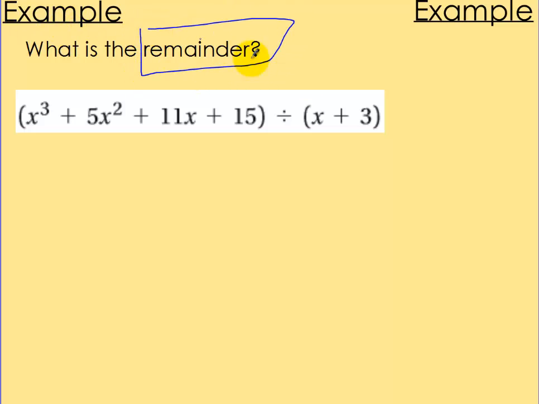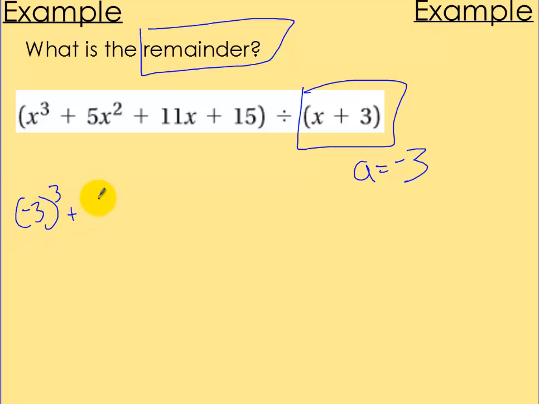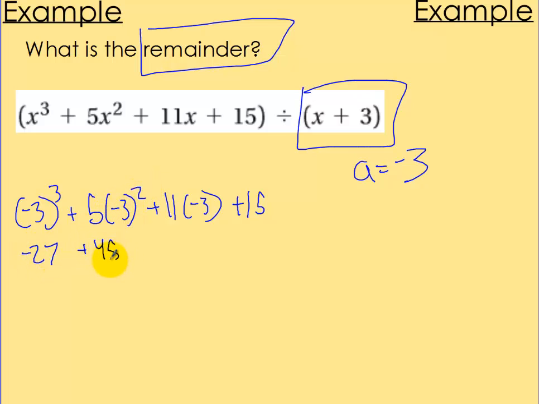Okay, it's only asking what's the remainder, so we can use the remainder theorem. Since you're dividing by x plus 3, your a is going to be the opposite, negative 3. So I'm going to plug in negative 3 into this polynomial. So you get, instead of x cubed, you get negative 3 cubed plus 5 times negative 3 squared plus 11 times negative 3 plus 15. Okay, negative 3 cubed is negative 27. Negative 3 squared is 9 times 5 is going to be 45.